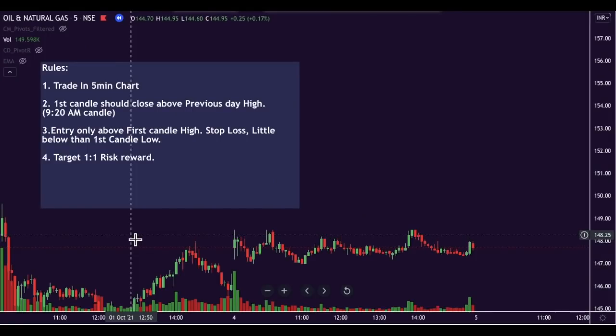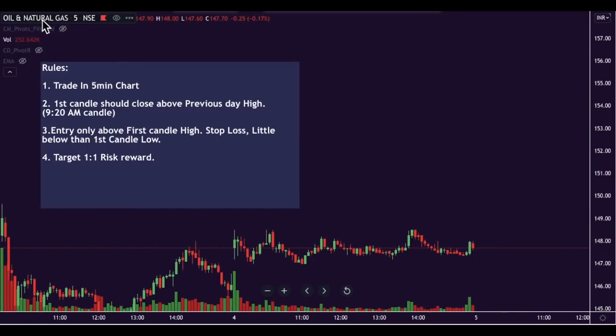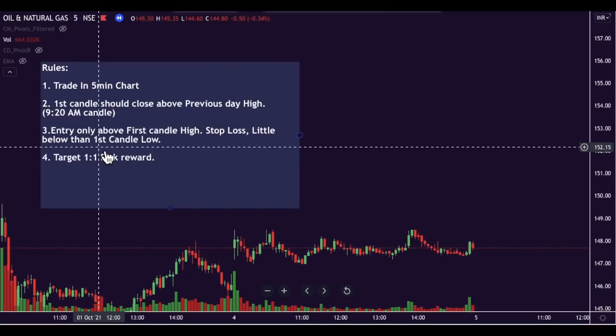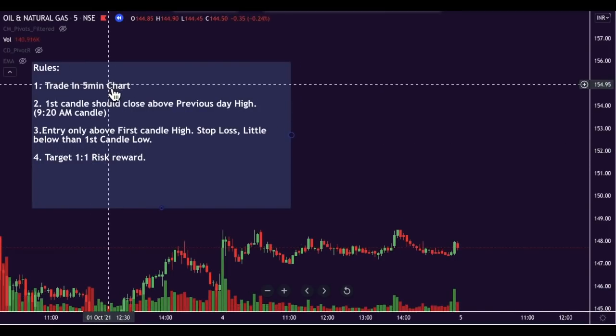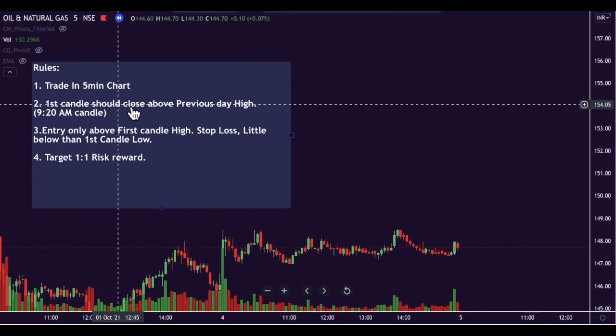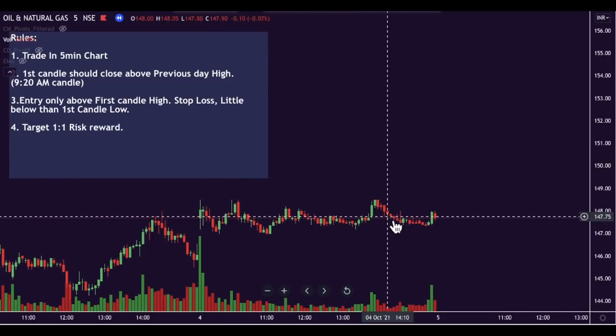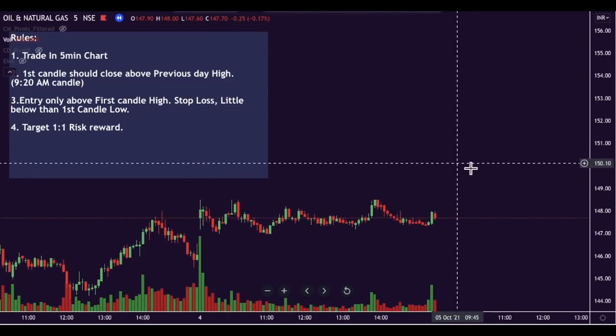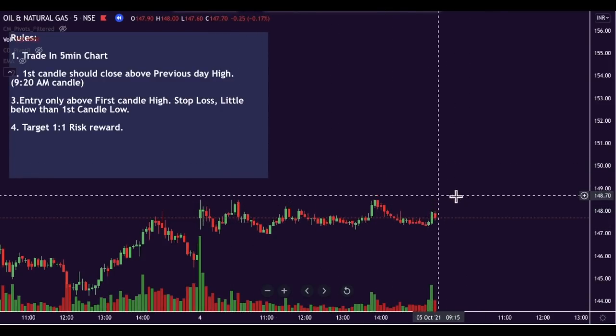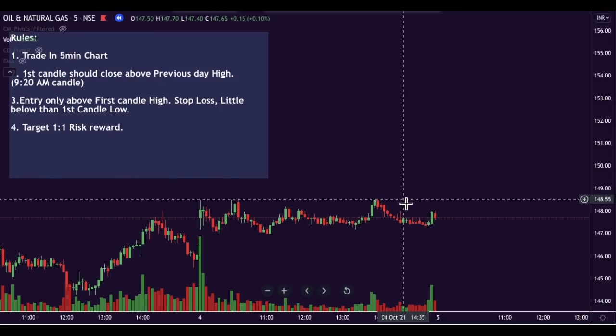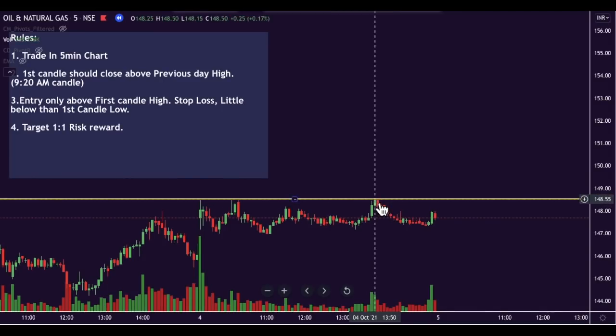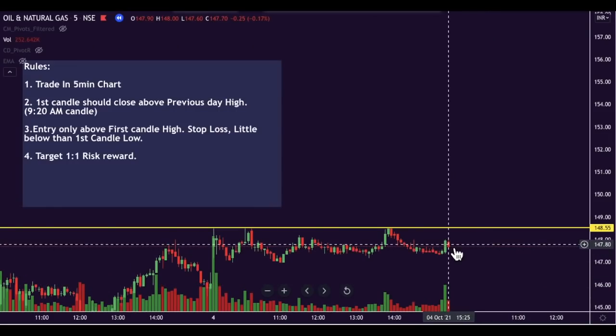Now traders, in our second example we'll be seeing ONGC on the 5 minutes time frame. Here we have mentioned the rules again so that you can follow them. Now we are trading in a 5 minutes chart and the first candle should close above the previous day high. Right, now the date is 4th of October. 5th of October the market is yet to open. So as per the strategy, on October 5th the candle has to open above this. Right, this is the previous day high. Now we will see what will happen next.